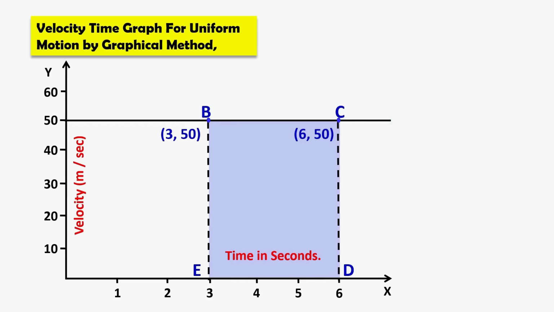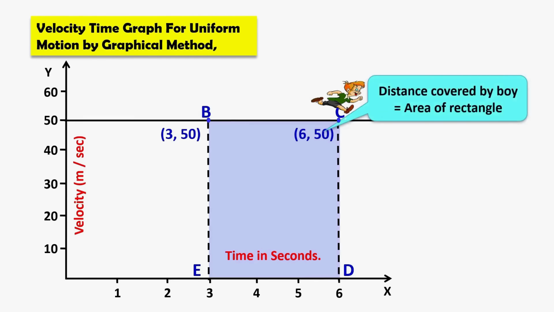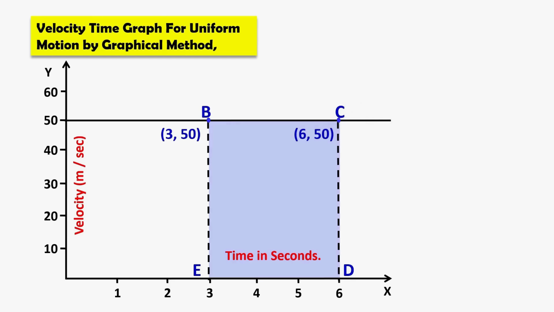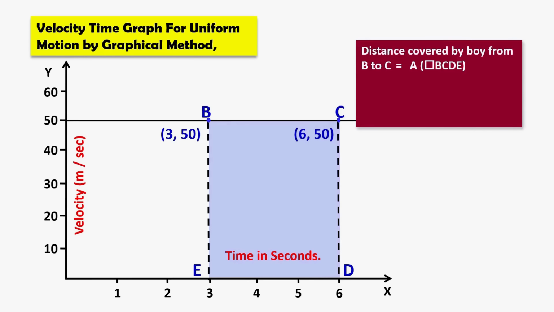To find the area of a rectangle, we need length and breadth. The breadth of the rectangle is the time interval, which is 6 seconds minus 3 seconds. So the breadth is 3 seconds. The length of the rectangle is the velocity, which is constant at 50 meters per second. Now, distance traveled equals velocity multiplied by time.